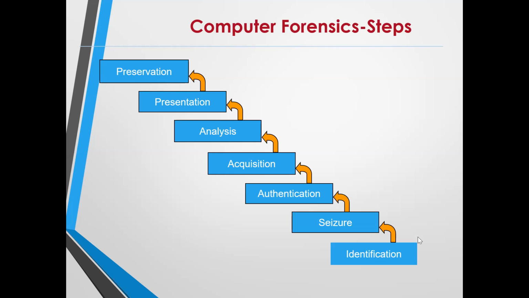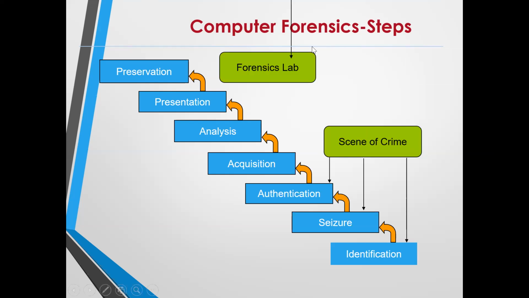We start off with our identification process. It's the same diagram that we saw and we covered. Identification, seizure, and authentication all happen at the crime scene. Acquisition and analysis happen at the forensic lab. You present it in the courts of law, then you preserve it wherever you would want to take it.